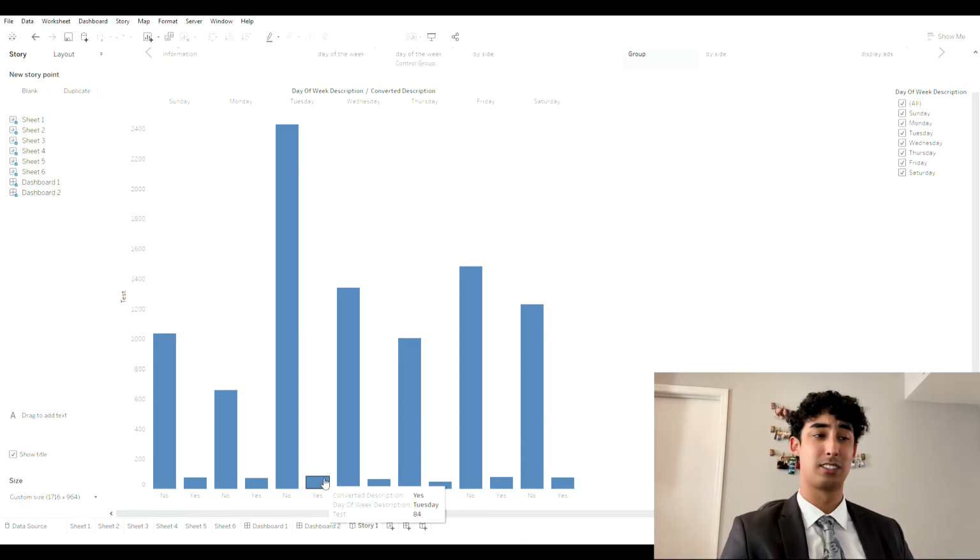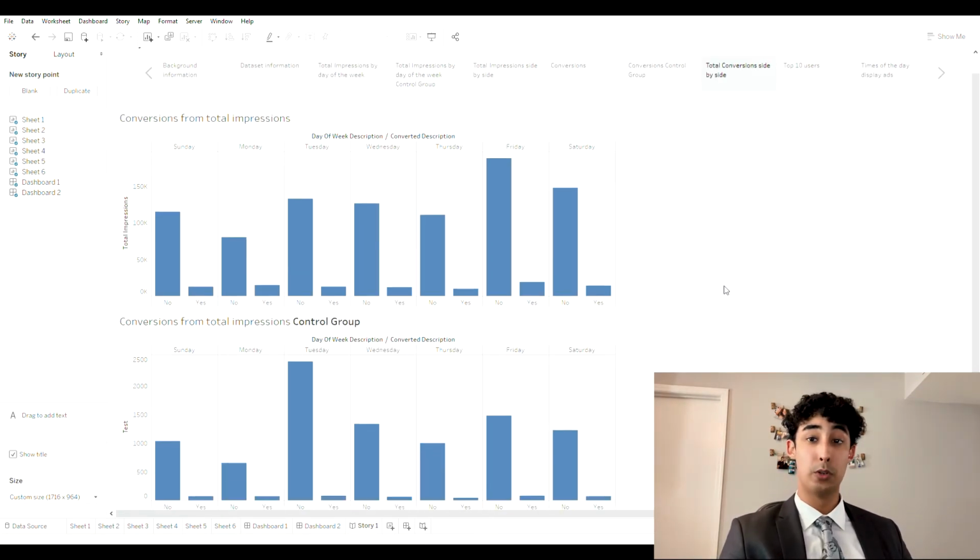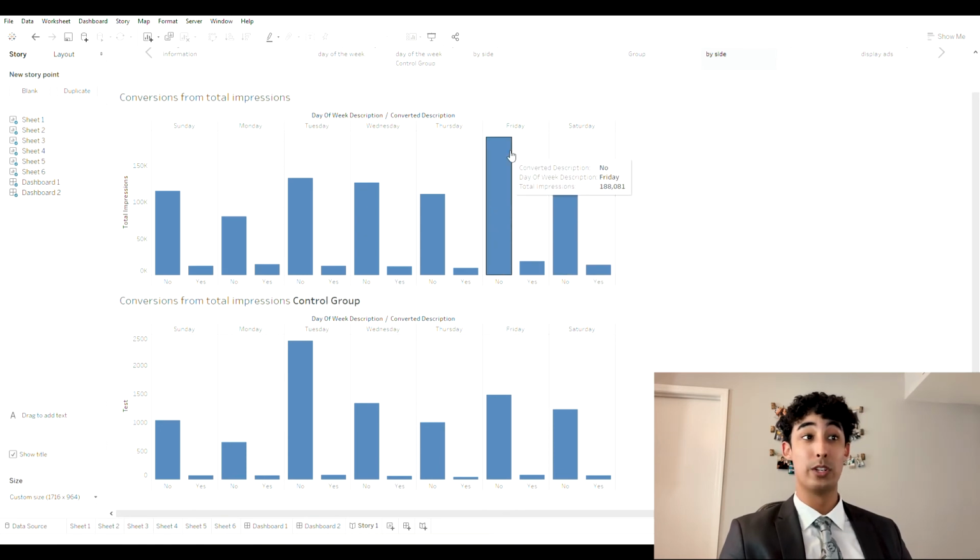Let's look at conversions side by side. Friday was the day with the most impressions, also was the day with the most conversions. As for the control group, we can see that Tuesday was the day where they had the most impressions, and at the same time, it was also the day they had the most conversions. So there's a positive correlation between the days that have the most impressions and the days that have the most conversion. For the control group, that was Tuesday. For all the other users, it was on Friday.